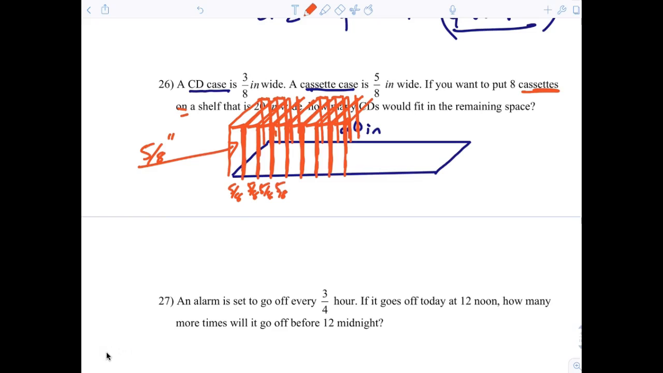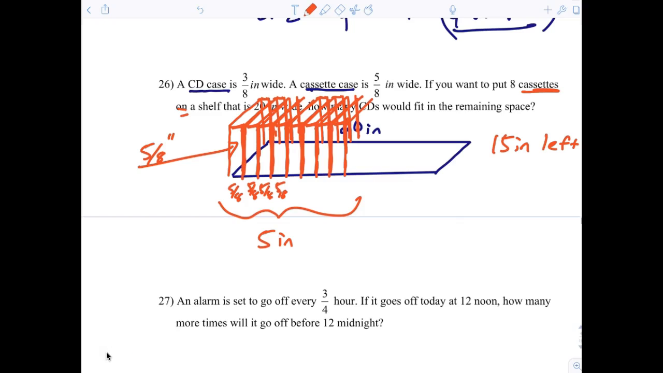5 inches. So if I lined 8 cassettes up, I would take up 5 inches. So this distance from here to here represents 5 inches. Now, how much room do I have on my shelf? I have 15 inches left on my shelf. How do I know? Because my shelf was 20 and now I've used 5. So I have 15 inches left. Am I clear on that?